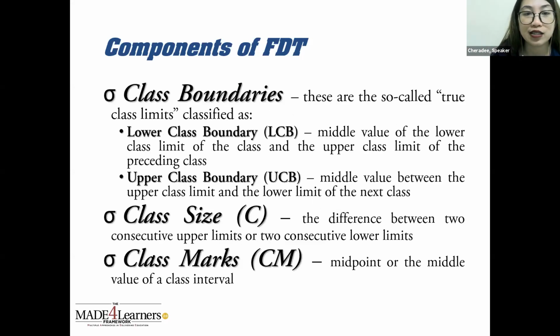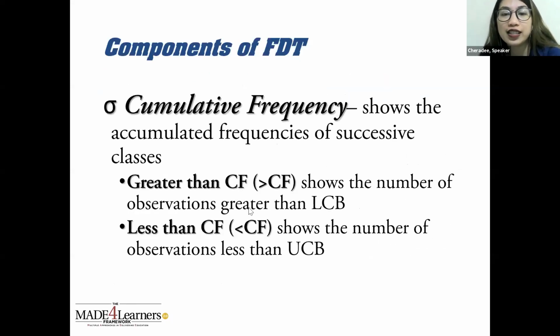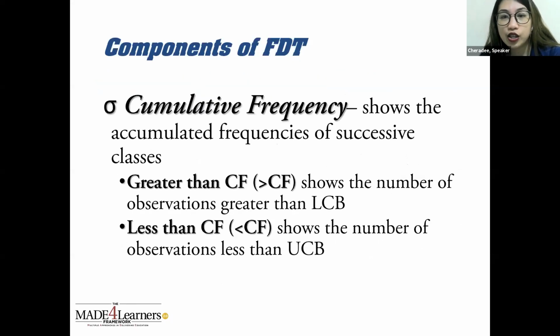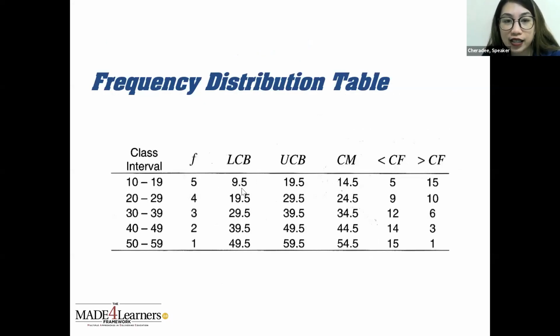Now, how to do that? Let's go back to the example. So notice, greater than CF. Let's go back to the formula. Greater than CF shows the number of observations greater than your LCB, and less than CF is less than your UCB. So for greater than CF, we use LCB. Your LCB is 9.5, correct?